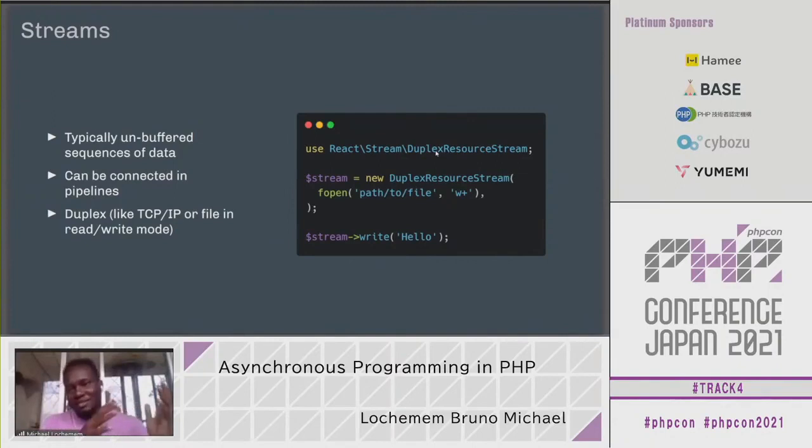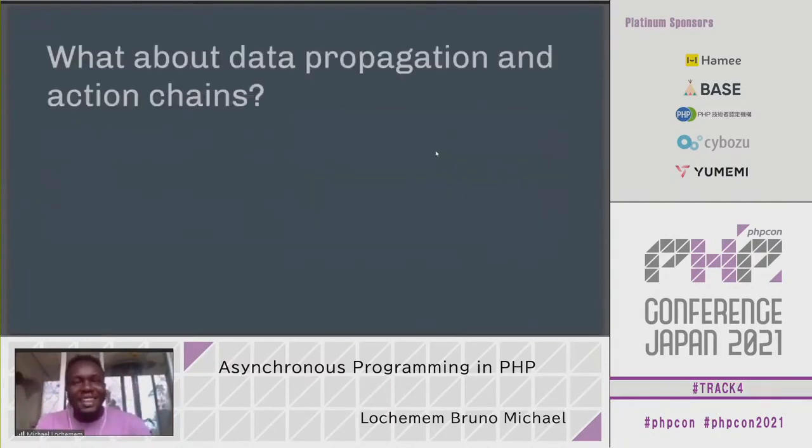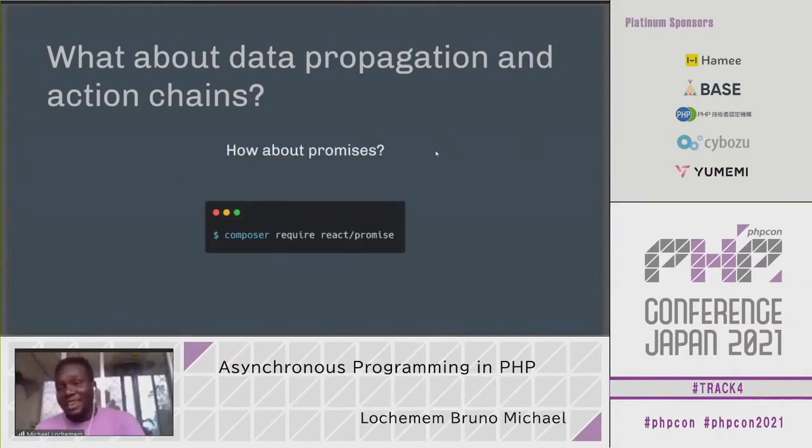Streams are essentially just unbuffered data that you can pipe from one channel to another. That's the TLDR, really. Now, what about data propagation and action chains? What about essentially doing stuff with the data in an asynchronous system? Well, you'll probably need promises for that, right?